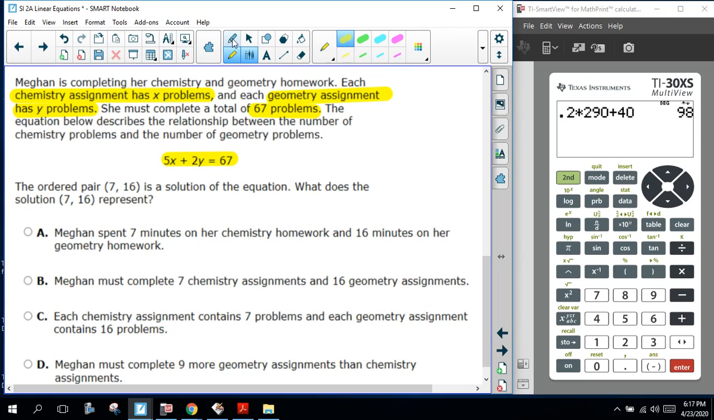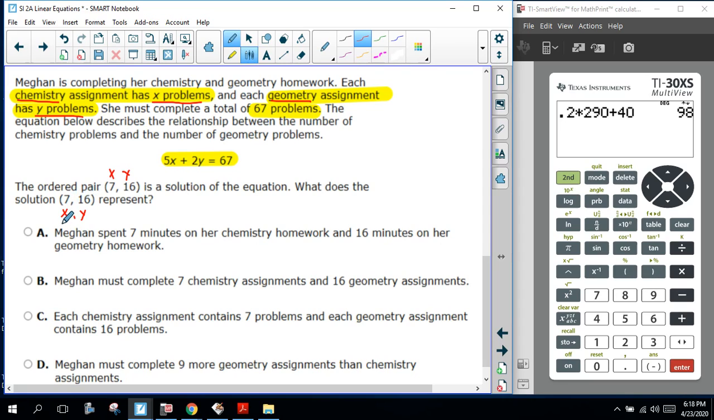So (7, 16) is a solution. This is like an X value and a Y value. What does the solution of 7 and 16 represent? We already know that 7 represents X and 16 represents a Y value. And up here, they've already given me the answer in the problem. Each chemistry assignment has X problems, so X is the number of problems in a chemistry assignment. And each geometry assignment has Y problems, so Y represents the number of problems in a geometry assignment.